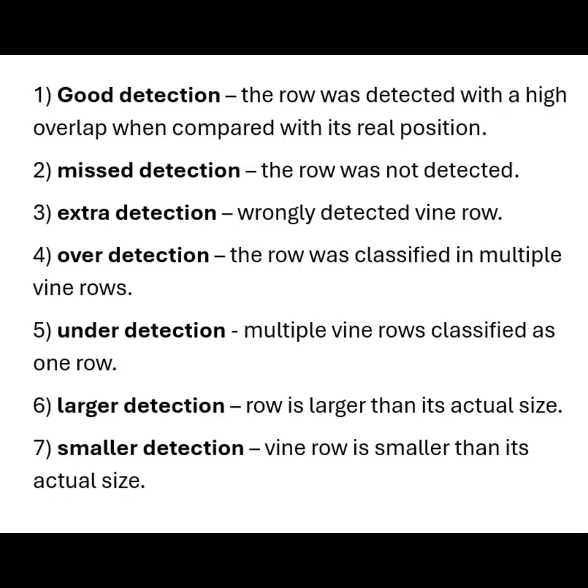In total, 7 parameters were selected for evaluation of the vine rows in the processed image compared to the manually segmented image. The parameters were as follows. Good detection: the row was detected with a high overlap when compared with its real position. Misdetection: the row was not detected. Extra detection: wrongly detected vine row. Over-detection: the row was classified in multiple vine rows. Under-detection: multiple vine rows classified as one row. Larger detection: row is larger than its actual size. And smaller detection: vine row is smaller than its actual size.